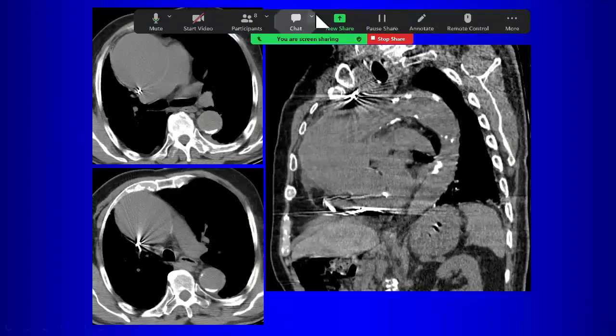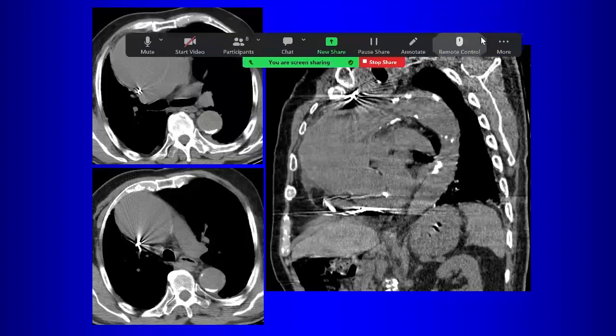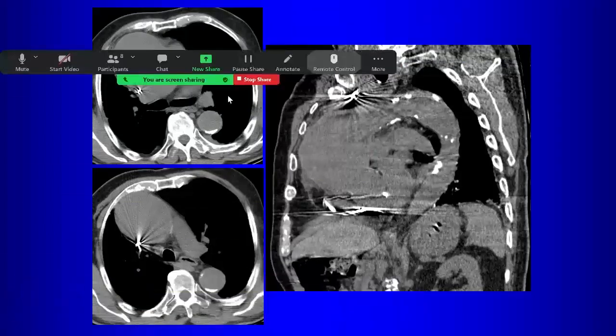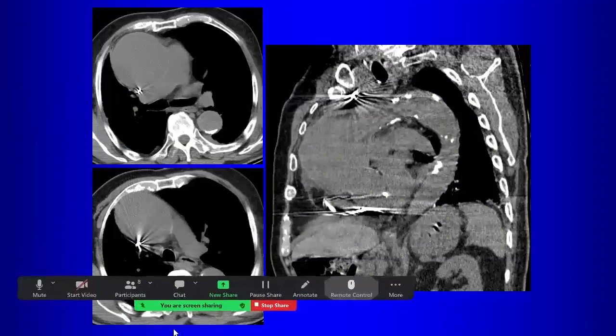Let's see, is there a way to move this? Get that out of the way.